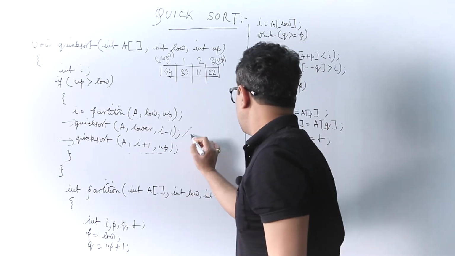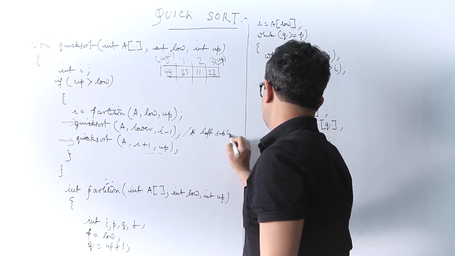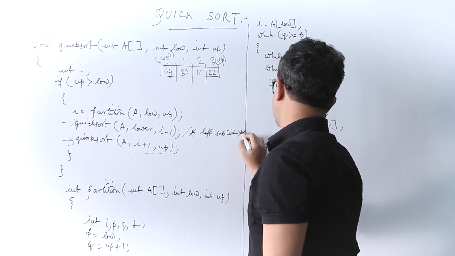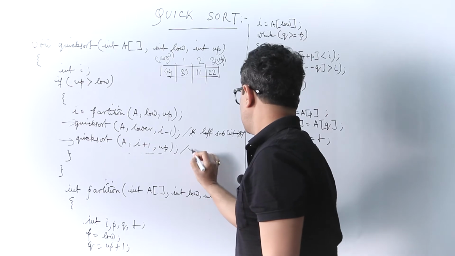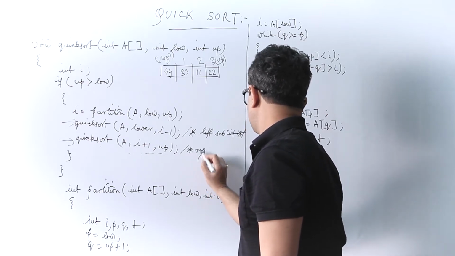So this is for the left part, the left sublist. I am writing a comment beside it to make you understand a bit more clearly, and this one is for the right sublist.